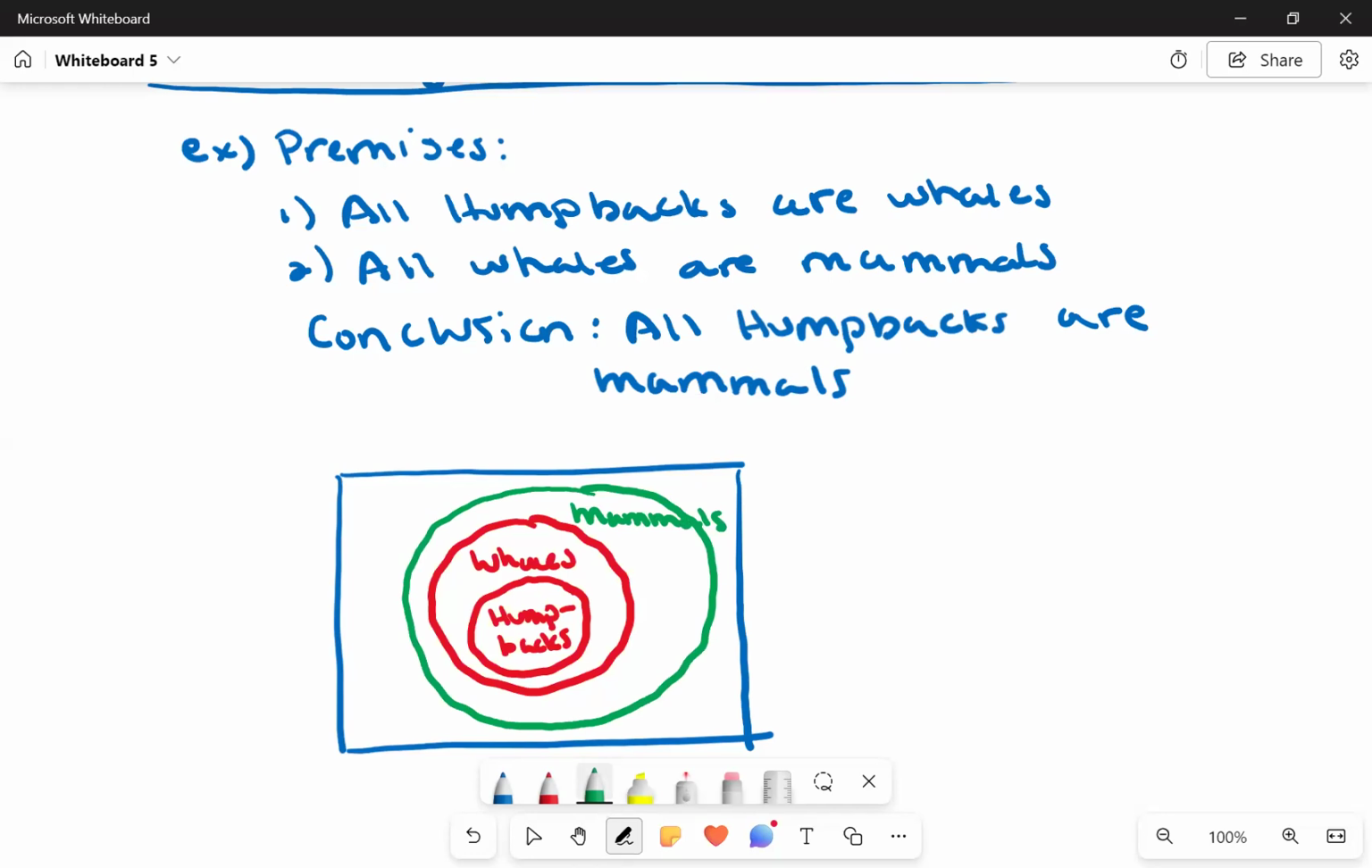So does it make sense then to conclude that all humpbacks are mammals? Well, yes, humpbacks are now considered a subset of mammals based on this picture. So this would be a valid conclusion. What we're seeing is that if something is in here, it automatically is in the category of mammals as well. You can use a little dot to indicate where our little person is in this scenario. All right, let's try another example.